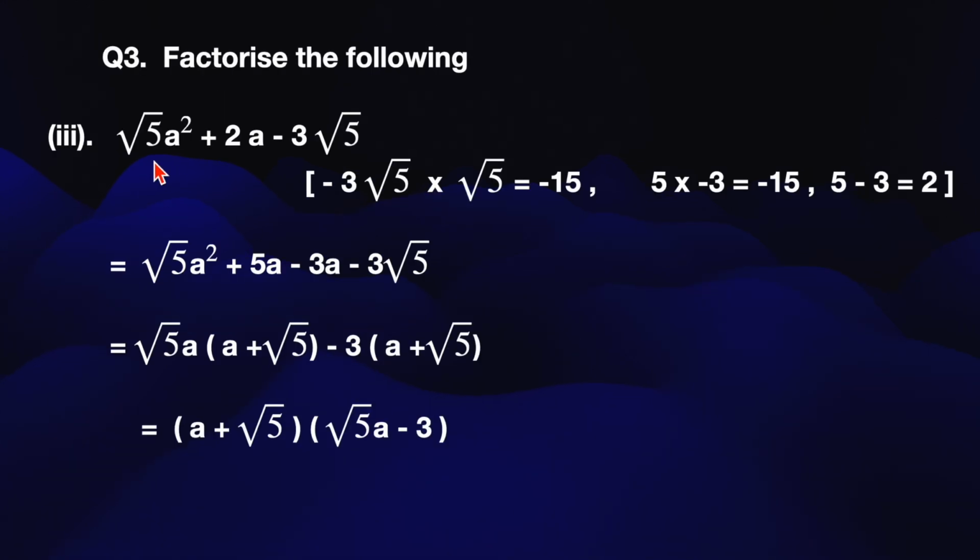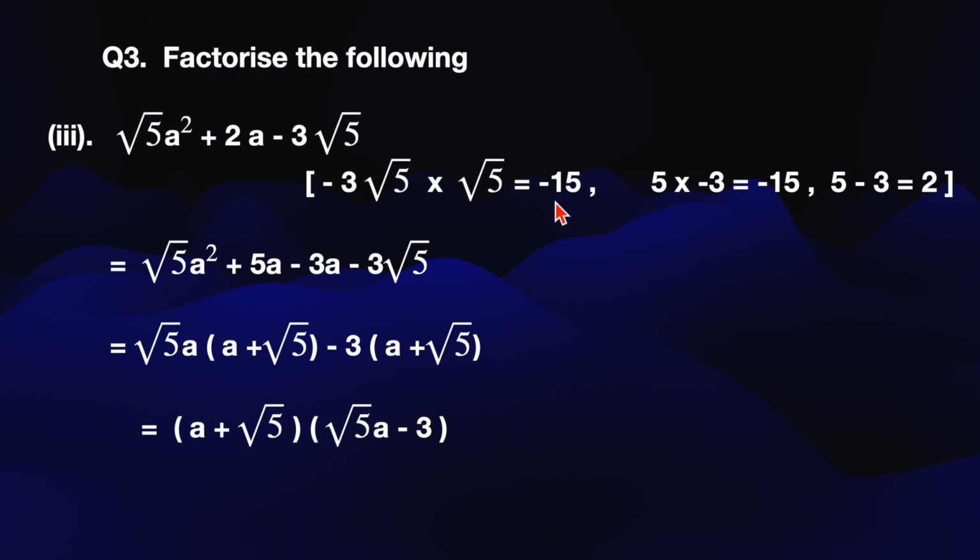Okay. Number 3. Root 5 a square plus 2a minus 3 root 5. So here, can you see the variable? That is a square. And here it is, the middle term. This is the constant. Okay. Take the coefficient of the first term and the last term, multiply it. Minus 3 root 5 into root 5. Root 5 into root 5 is 5. 5 3s are 15. So this becomes minus 15.